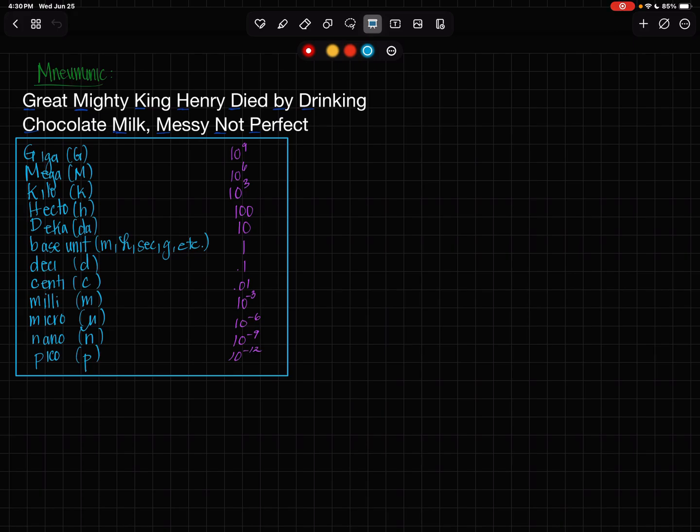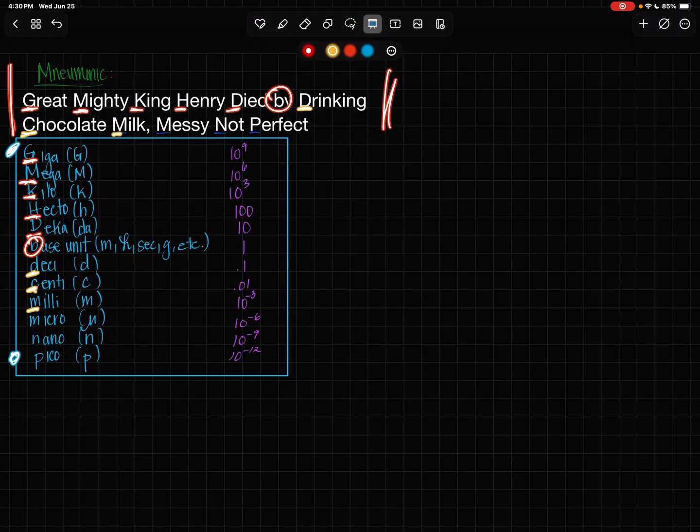All right, we have from giga all the way here at the top down to pico, and some classes make you memorize them. For that, I gave you a mnemonic right up here, and the mnemonic is "Great mighty King Henry died by drinking chocolate milk, messy, not perfect." So what this does is it makes you remember that Great stands for G for giga, the capital M is for mega, the capital K is for kilo, capital H for hecto, D for deca, this B is for your base unit, this D is for deci, this C for centi, and M for milli, and so on. So this helps give you the order.